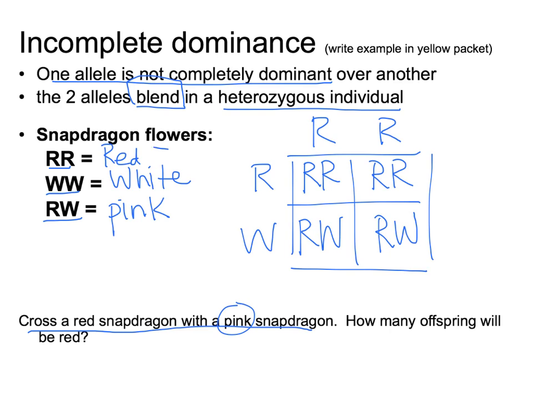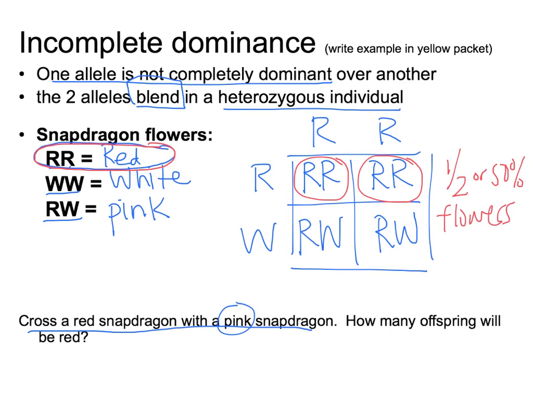And our question that we want to answer here is how many offspring will be red? And once again, just a reminder that in order to get the red phenotype, all right, we need two big R alleles. So we have 2 out of 4, so 1/2 or 50%, okay, of the flowers are red. And then the other 50% would be pink.